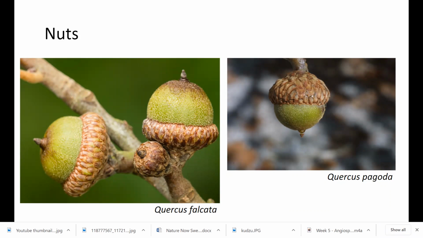Another quiz here. Oh, I put the names up already. So we have Quercus falcata and Quercus pagoda. We will learn both of those in lab if we haven't yet. And you can see those overlapping triangular scales. These are two acorns that look very similar. They're very difficult to distinguish, so we don't ask you to distinguish those two in lab.